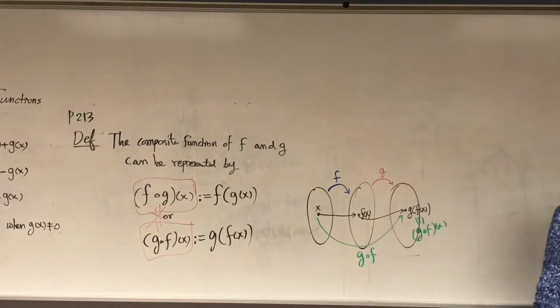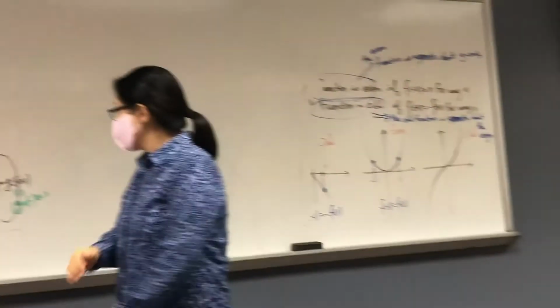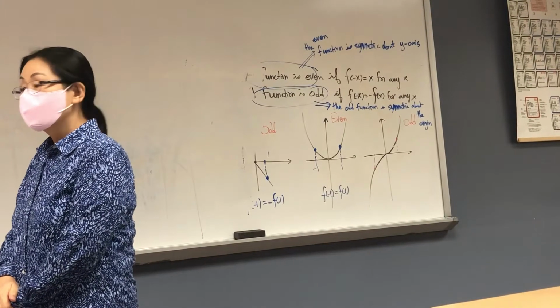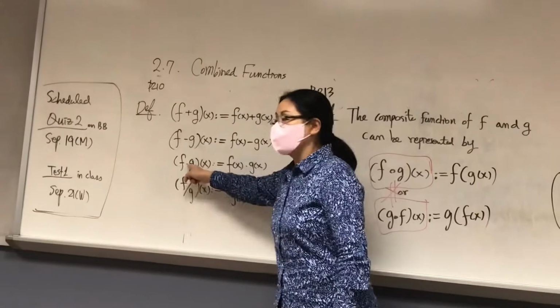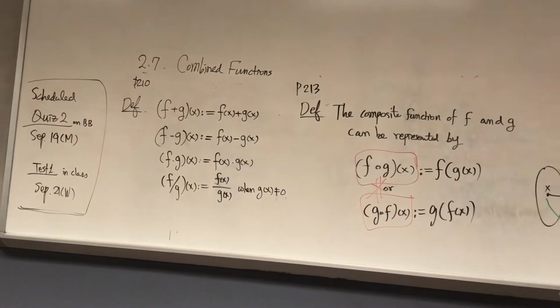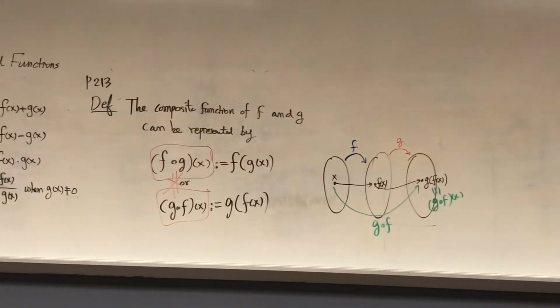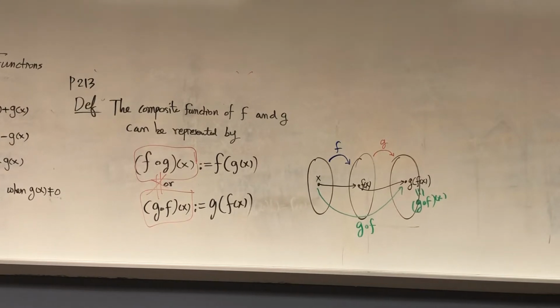Any questions so far about the definition? Why is there the open circle and why is there the closed circle? The open circle is the composite function, yes. The dot is a multiplication. Any others?